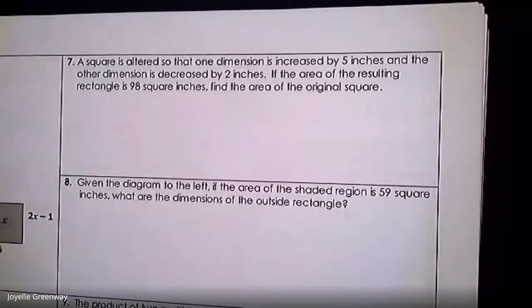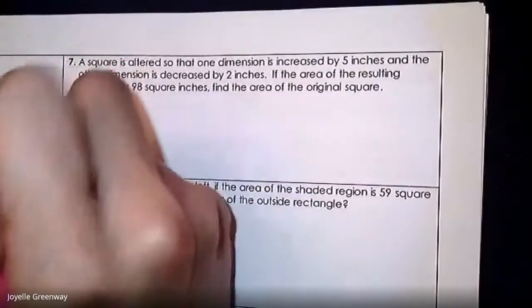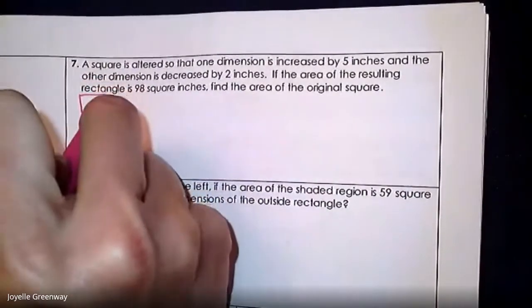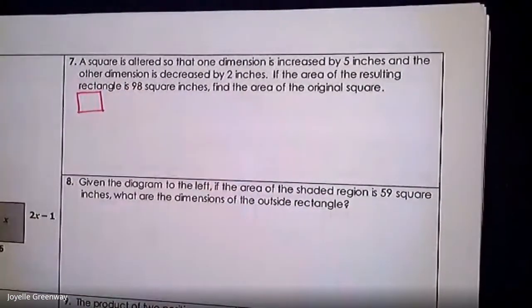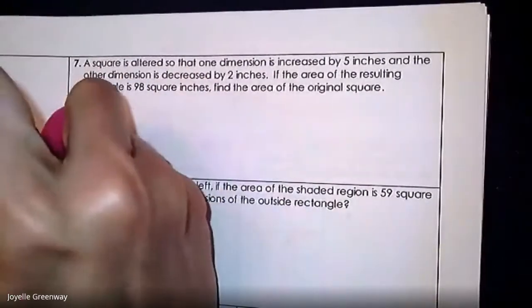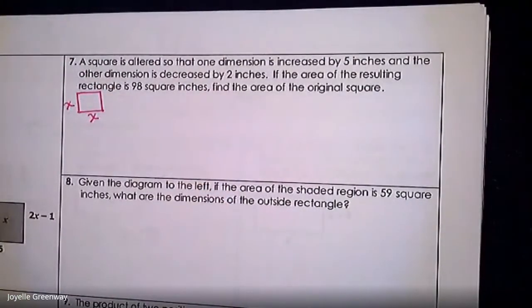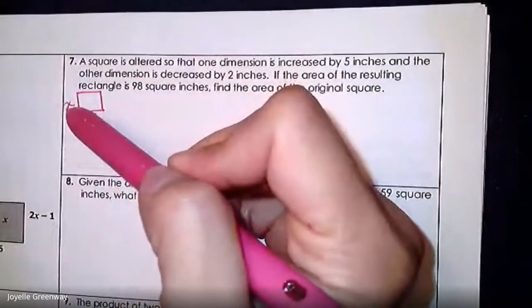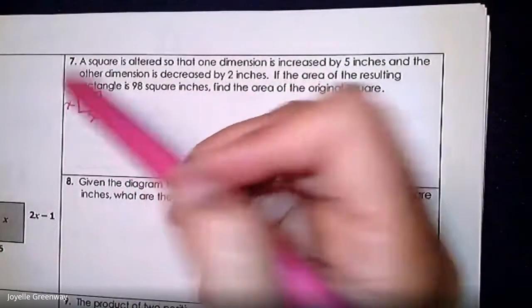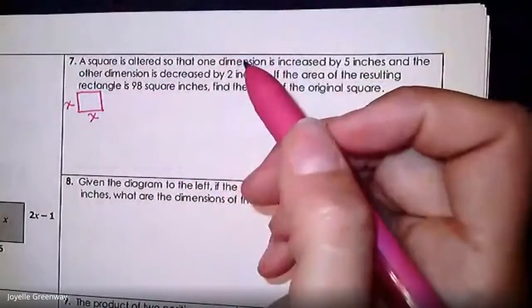Okay, so something you need to know about squares is that all the side lengths are the same. So your original square, your length and your width have to be the same because it's a square. That's what makes it a square. This is what makes it different than a rectangle, right? So I can call one side my width X and my length X because they're the same thing.